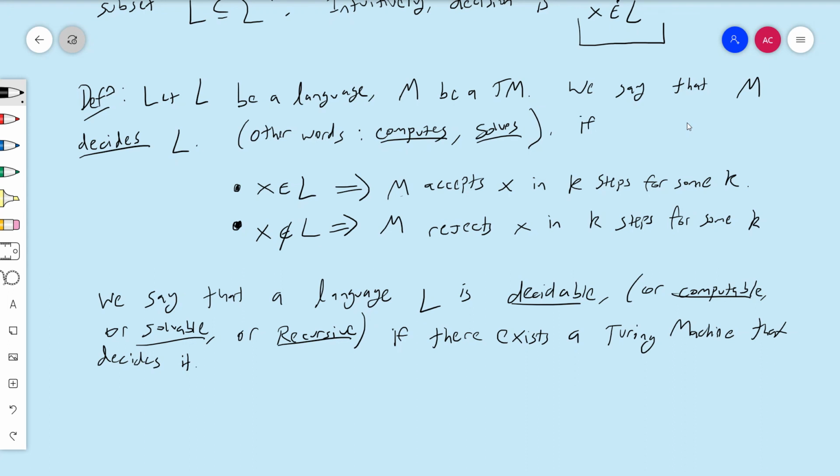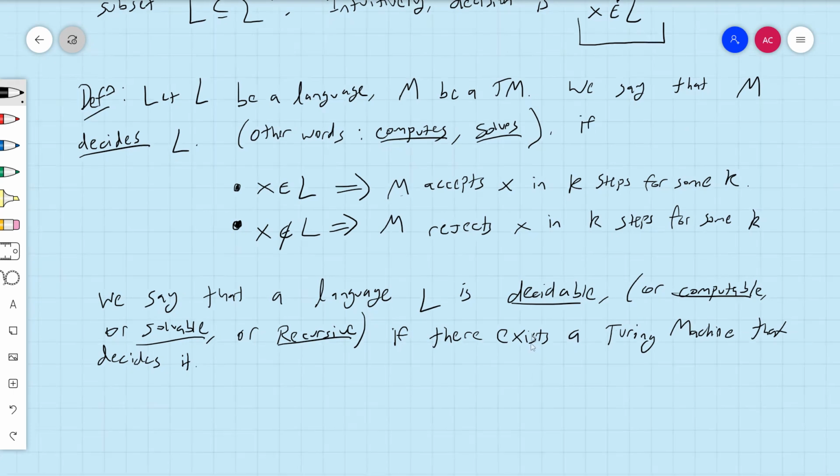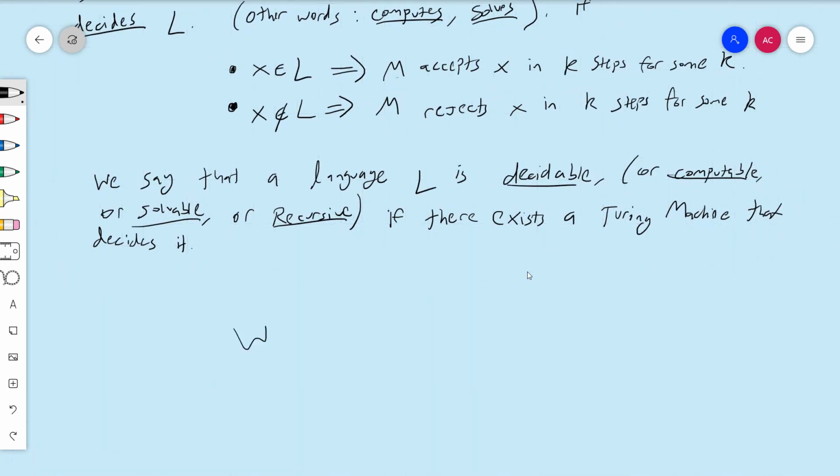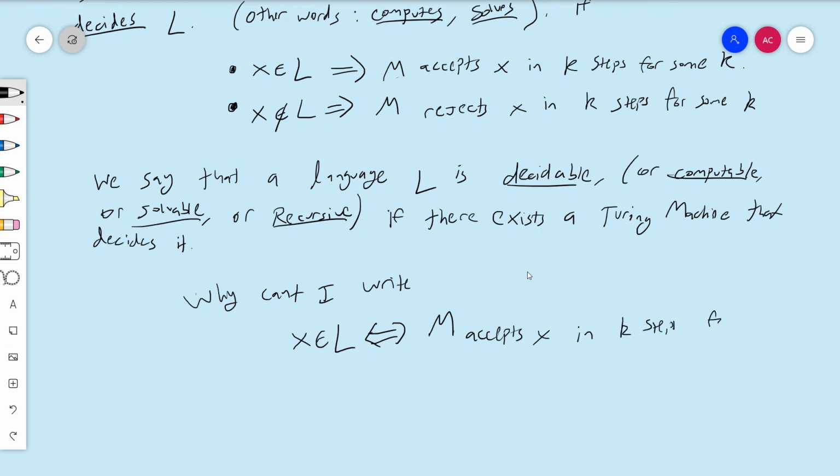A couple last things I want to point out. One, why did I have to say two different things here? Why isn't it enough to just say, why can't I write, instead of these two separate points, just one point? Why can't I just say x is in L if and only if M accepts x in k steps for some k? Why can't I do that? Why don't you think about that?